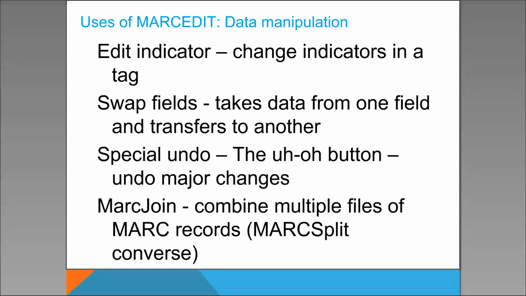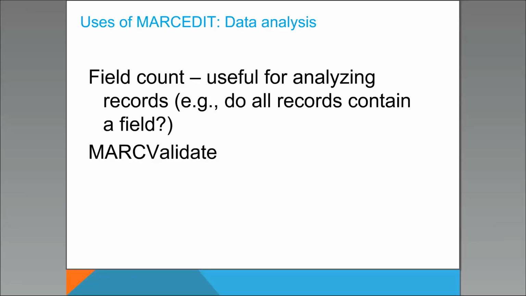Examples, and I'm not going to go into this too much. There is a special undo there. I call that the uh-oh button. It allows you to roll back if you make some major changes. MARC join is a useful thing to combine multiple files of MARC records, but I think MARC split in some ways may be better because your files may be too big and you want to make them a little smaller, and you could split them up in that way. So there's a lot of useful things you could do.